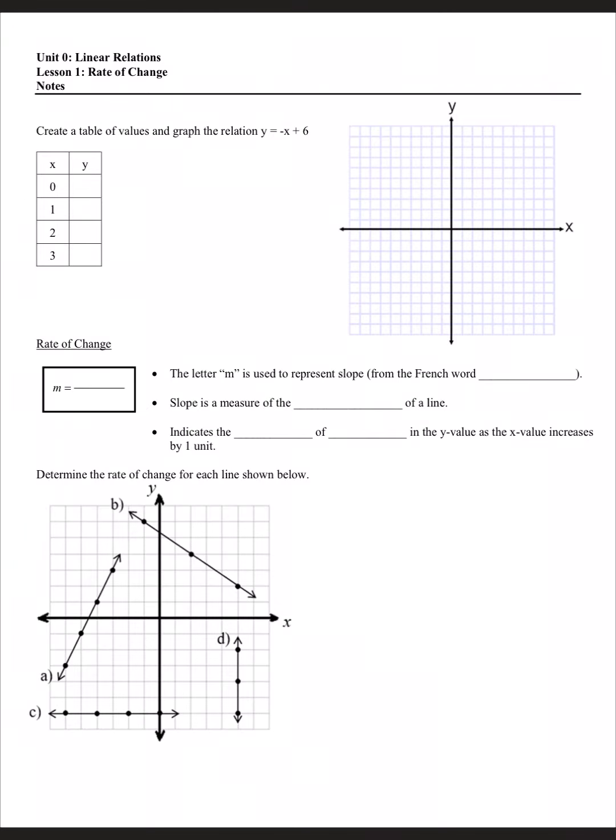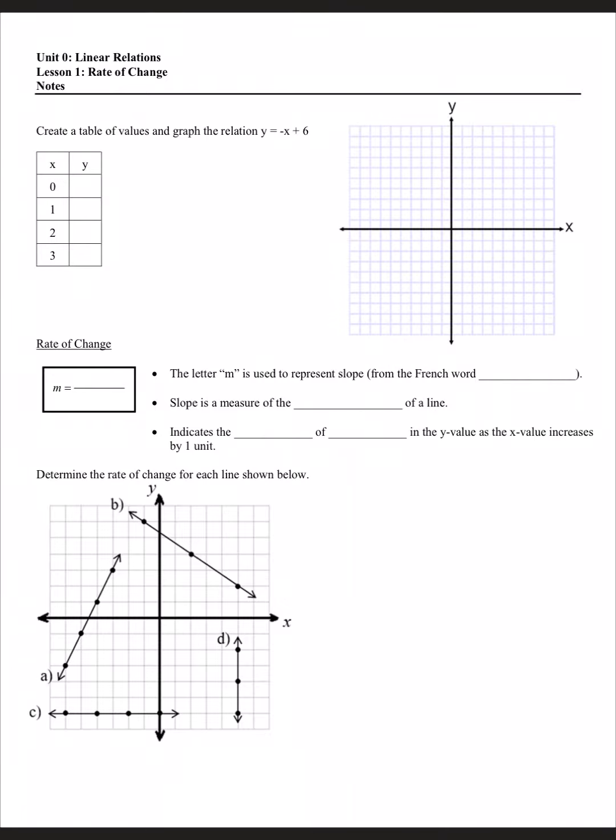Hello everyone, this is Unit 0, Lesson 1, Rate of Change. In this unit, we're going to be discussing linear relations. A linear relation is basically the relationship between an x and y value for a line on a graph. This follows up some of what you would have learned in your grade 9 course and leads into where we'll be going in this grade 10 course.